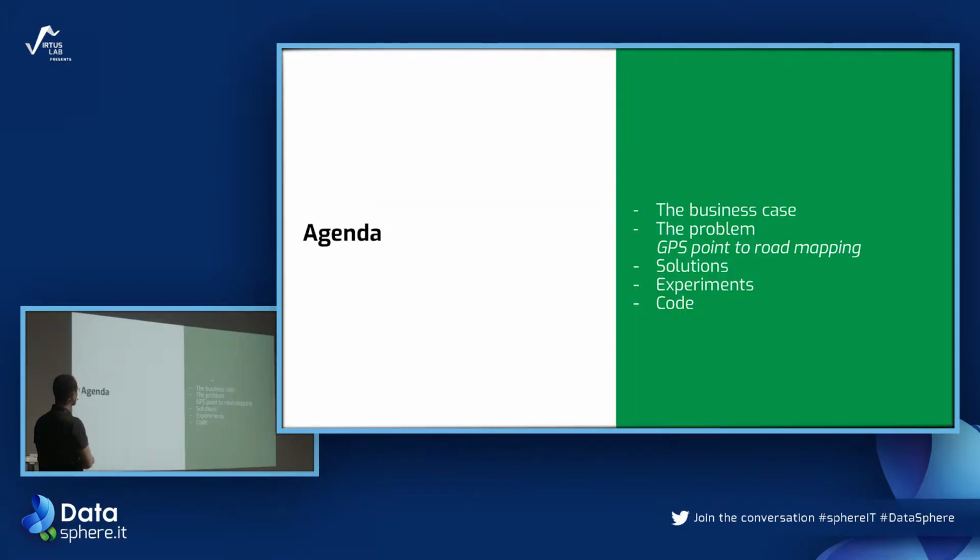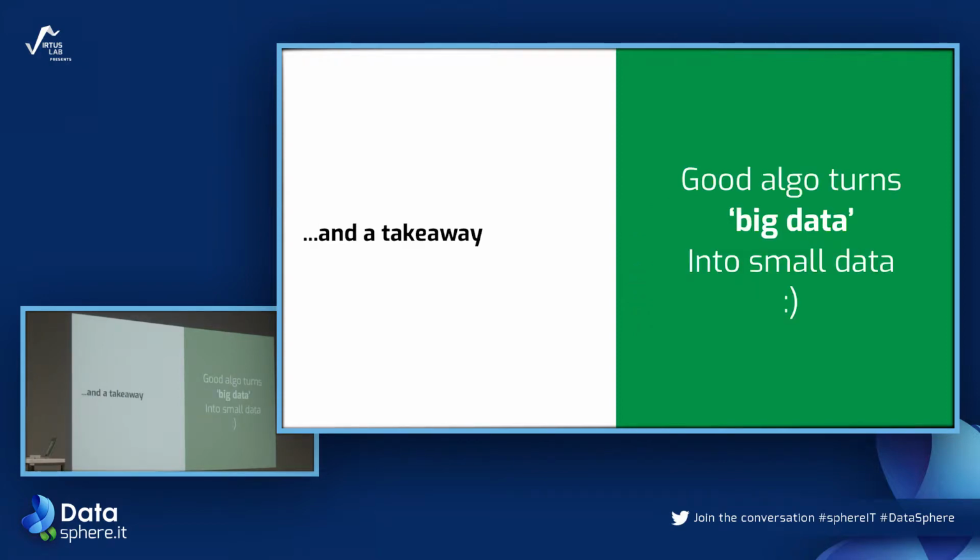So, as I mentioned, we'll start with the business case, then we'll go to the actual problem being just part of solving that business case. We'll go through a few solutions, then I'll walk you through some of the experiments that I've made, and maybe just show you code which is going to be using quite a nice package, GeoSpark, for spatial data structures and processing.